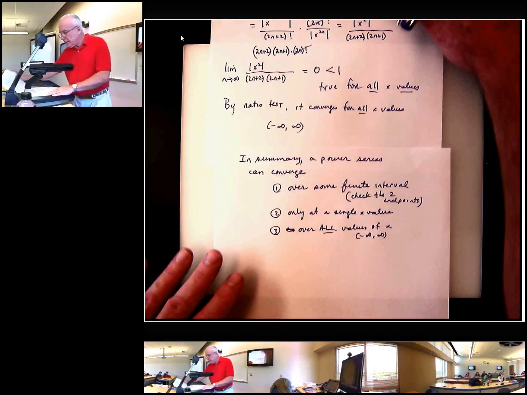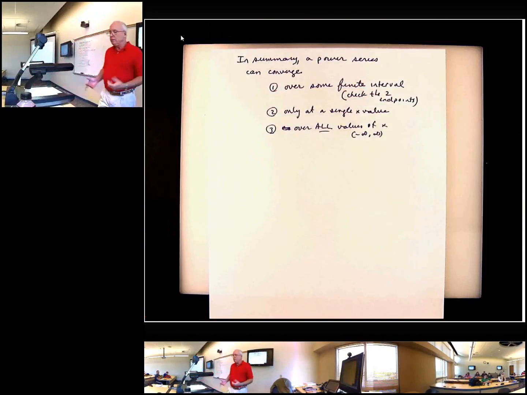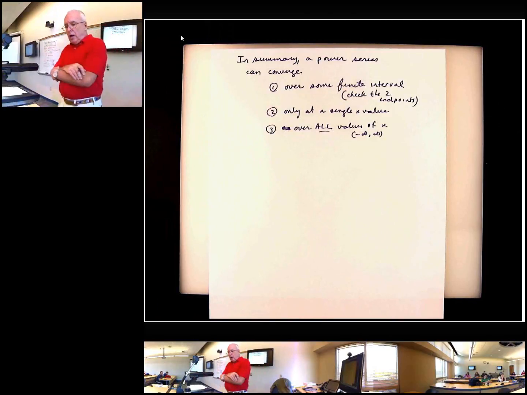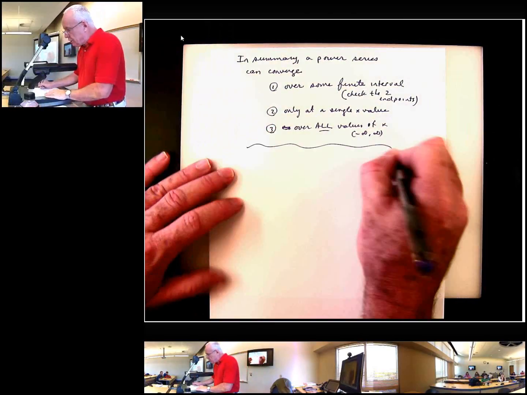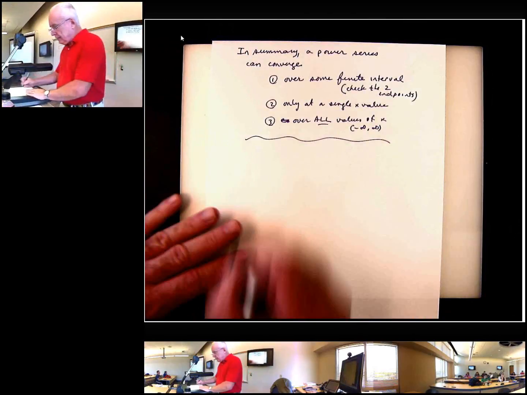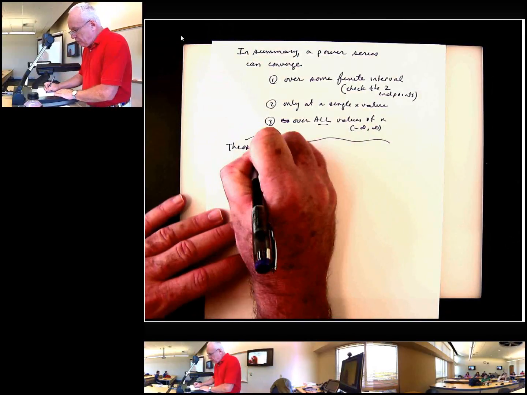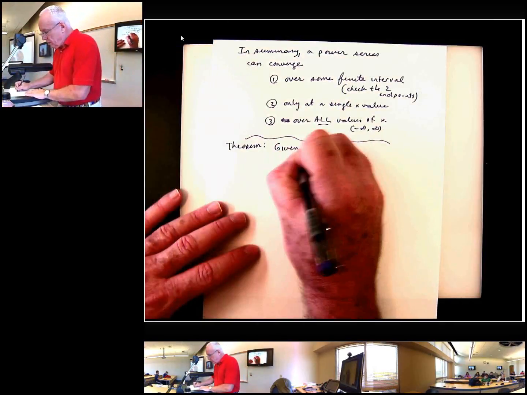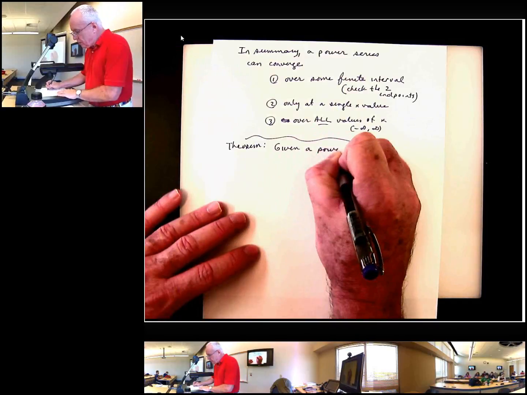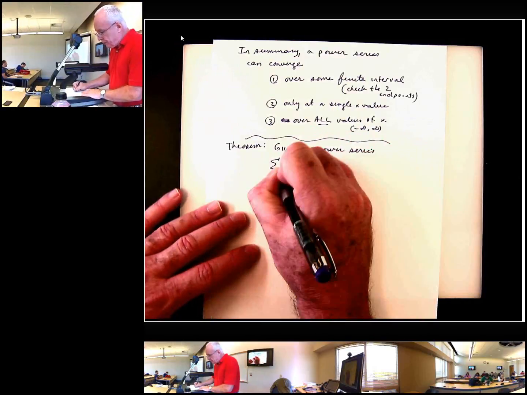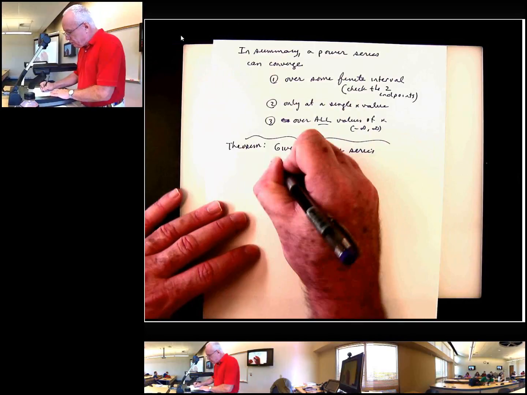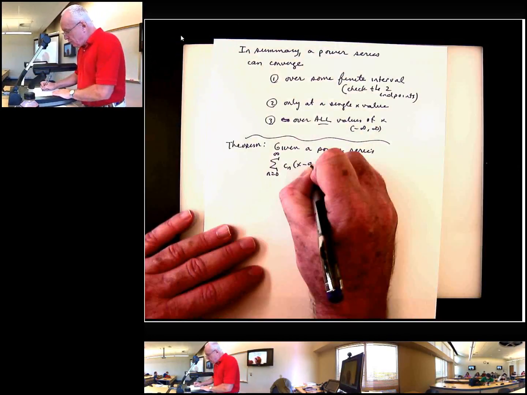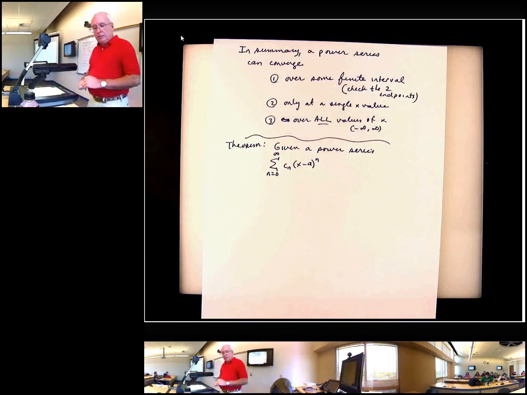So this then forms the basis for the theorem for this particular section. This is going to look redundant, but I'm just going to write this down here again. Theorem. So we're given a power series, and let's make it very general: the summation as n goes from 0 to infinity of some coefficient times (x minus a) raised to the n power. All right, so this is centered at a.